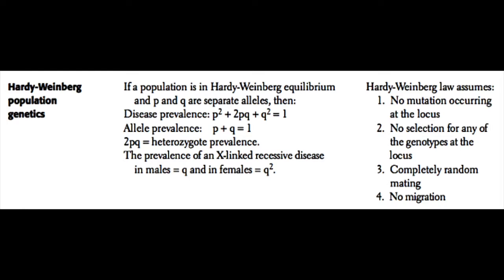Now, Hardy-Weinberg equilibrium in general has a bunch of rules, but we're just going to sum it up by saying it assumes that there's no overall change to the population genetics. And that includes no mutations, no natural selection, no migration, etc.